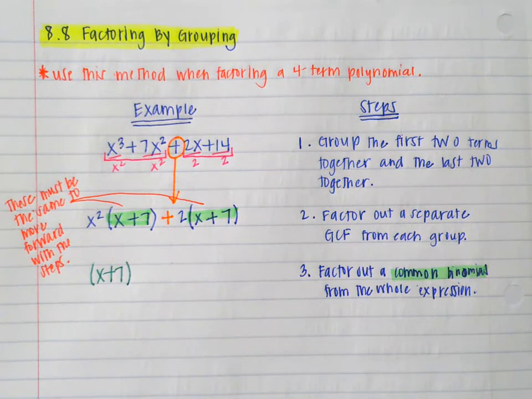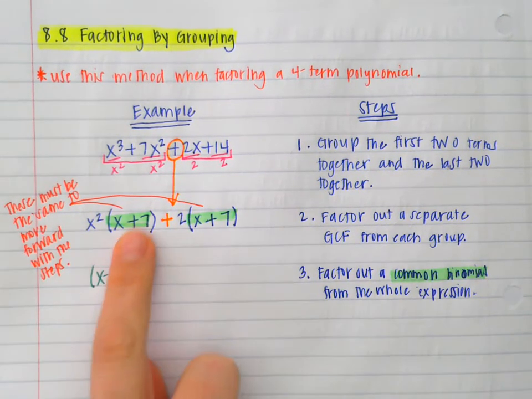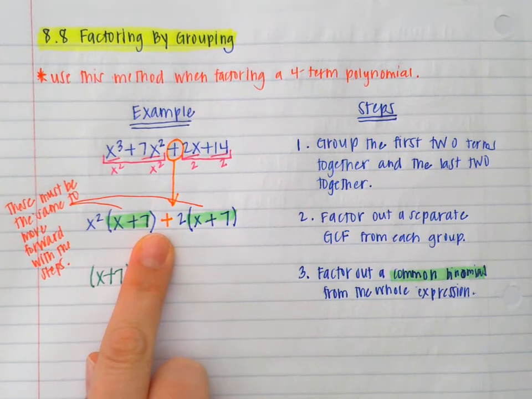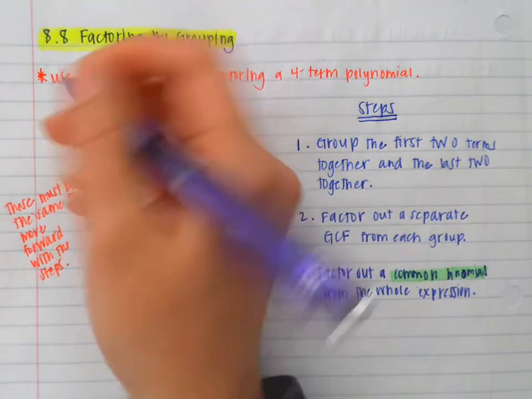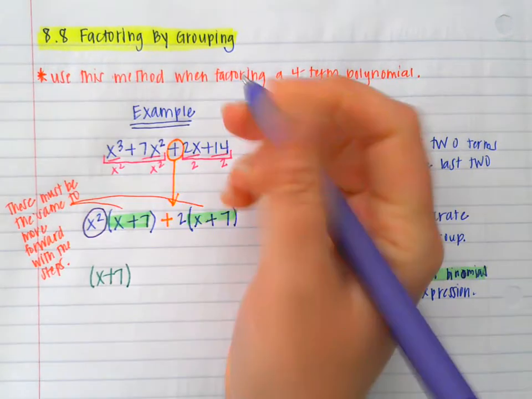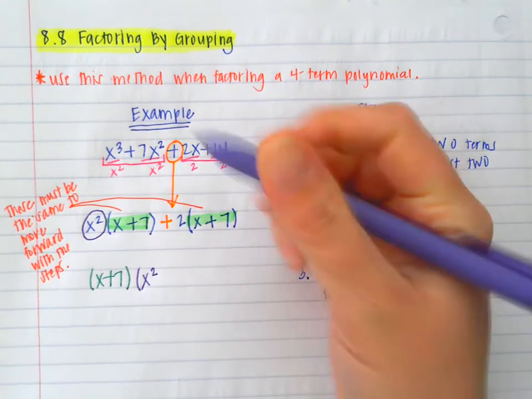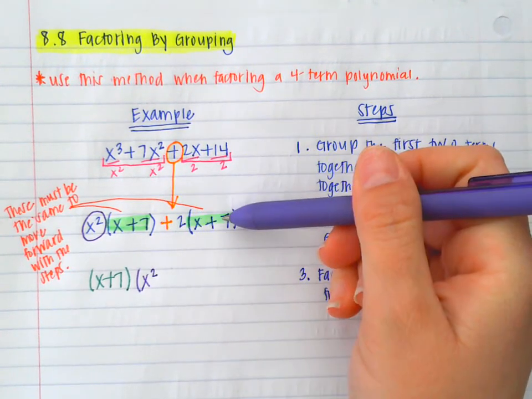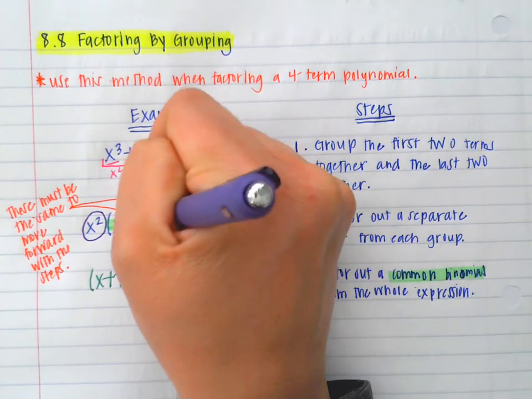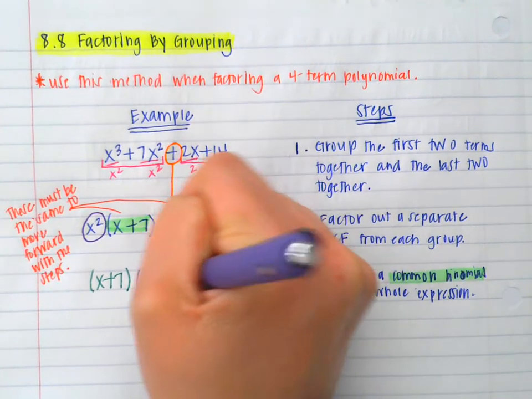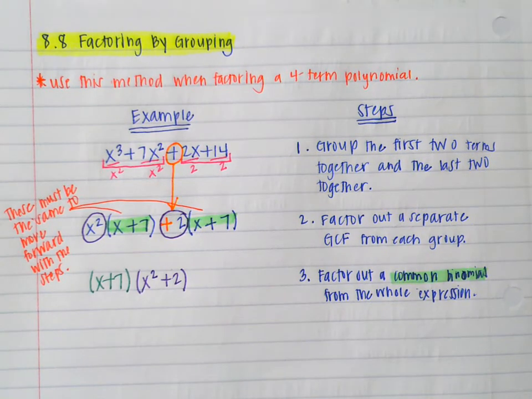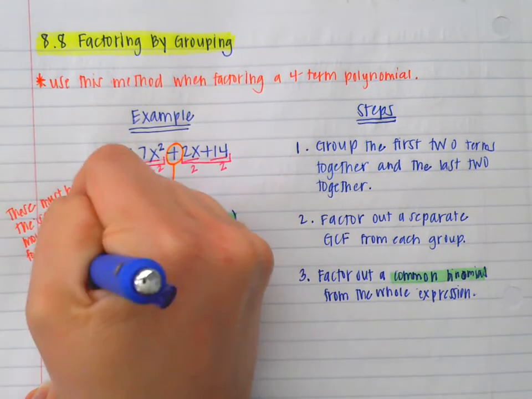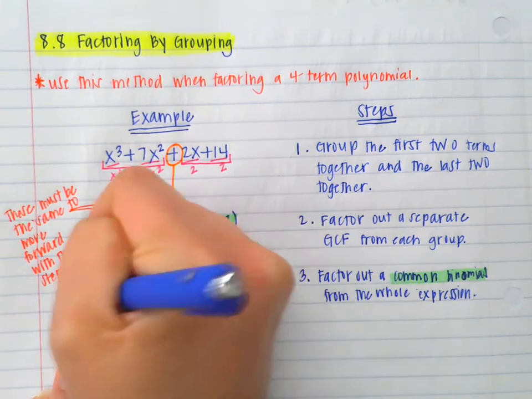Now I have to think about what's left. So if I factored out from x squared times x plus 7 the x plus 7, what's left is the x squared. And then if I factored out from 2 times x plus 7 the x plus 7, what's left is the plus 2. And that's that. That's our answer. We did it. We finished the work. So that is my final answer.